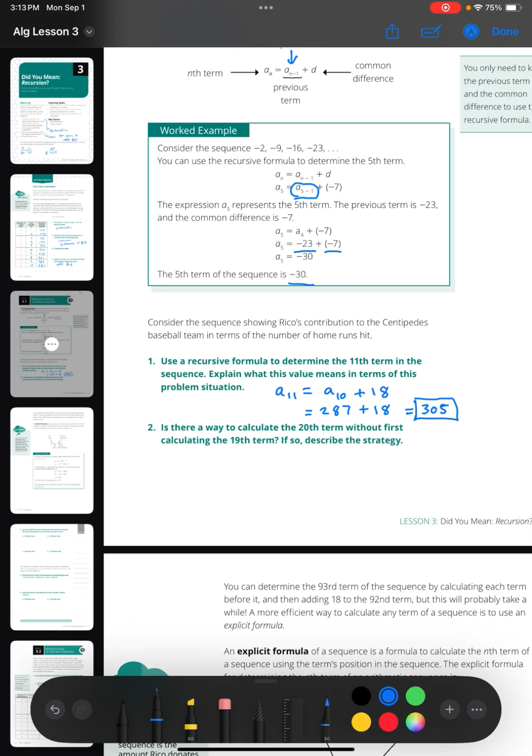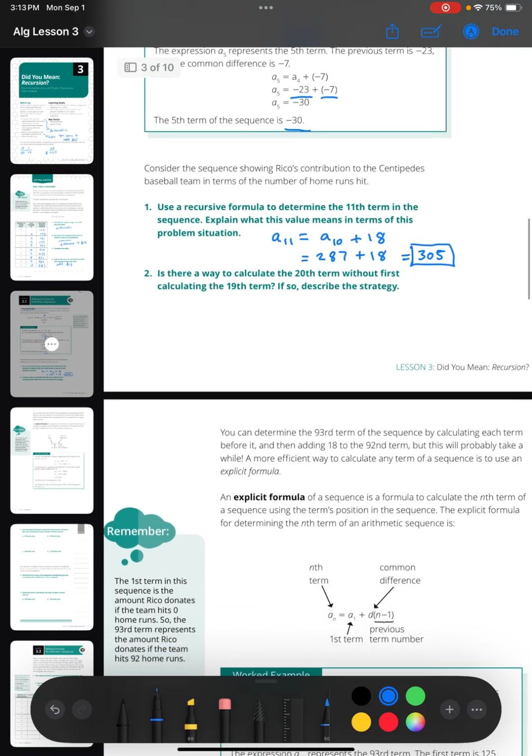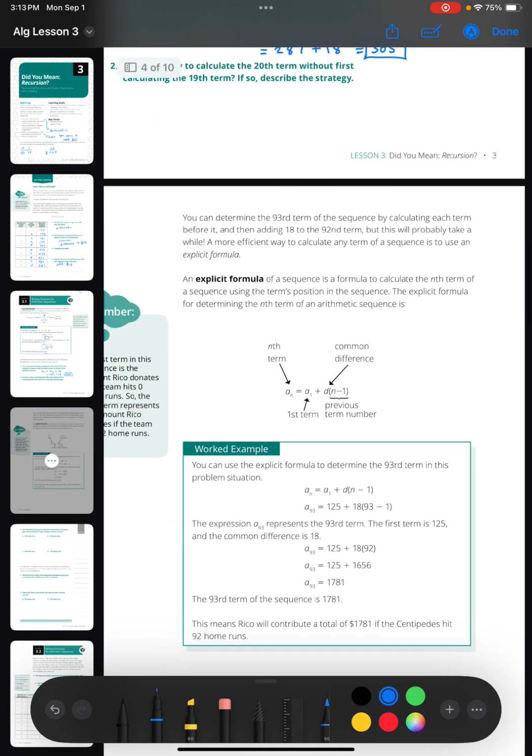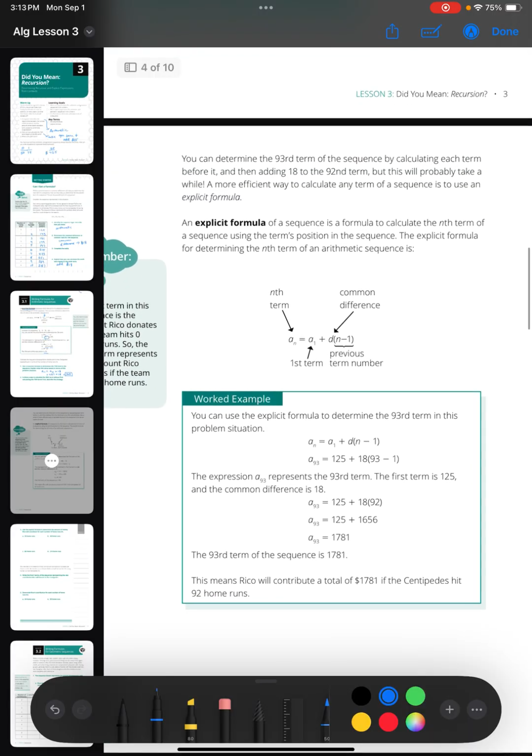So 2, is there a way to calculate the 20th term without first calculating the 19th term? There is. It's a little more work to come up with our formula. That's what we're going to be looking at on the next few pages. But in terms of what we know already, the only way we could do that would be to keep adding 18 until we get to the 19th term. Okay, moving on to the next page. It's where we get into what that last question was leading us to.